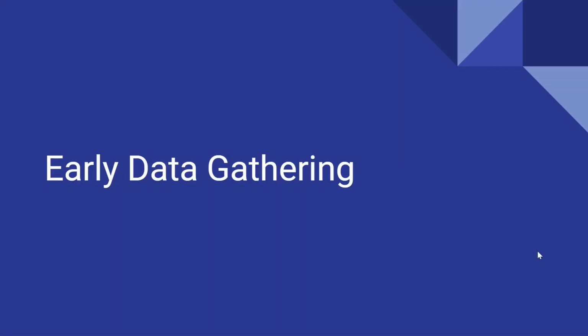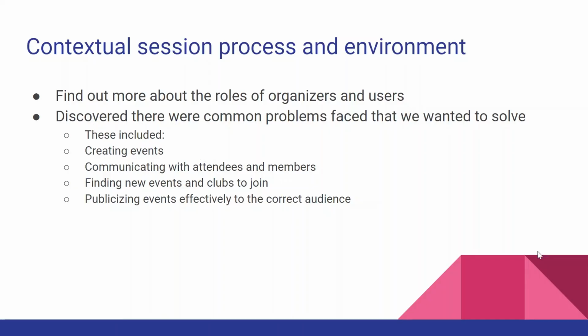So here is our early data gathering. In our contextual session processes and environment, we really wanted to go through 5 contextual inquiries to learn more about the processes that event organizers go through to create an event, promote them, etc., as well as what users are looking for when they are looking for events or clubs, to really understand how users currently try to find and choose events to attend and clubs to join. So we're talking about some of the problems that we found here.